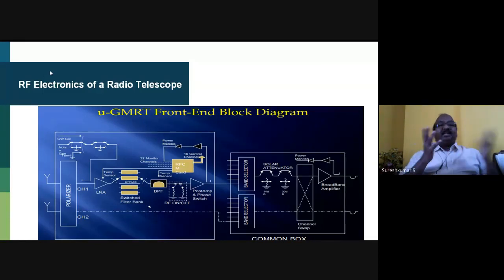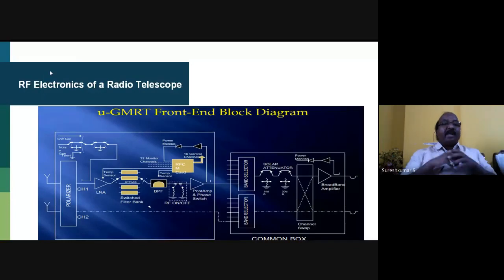Now we have seen the dish, we have seen the antenna. Now the signal all the way comes from the prime focus to the antenna base. And to do that, immediately after the feed, there is front end electronics. Before the signal reaches the antenna base, you have to process it, because the signal quality has to be improved. So certain analog signal processing is done there.